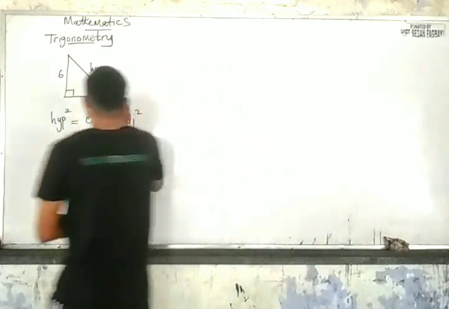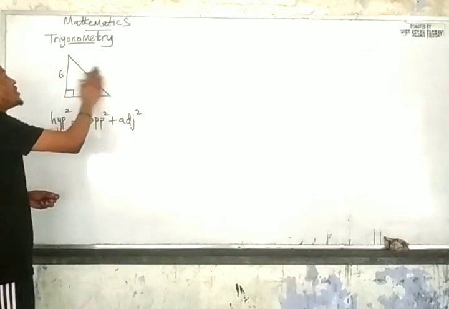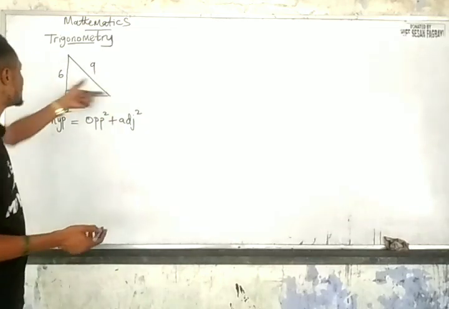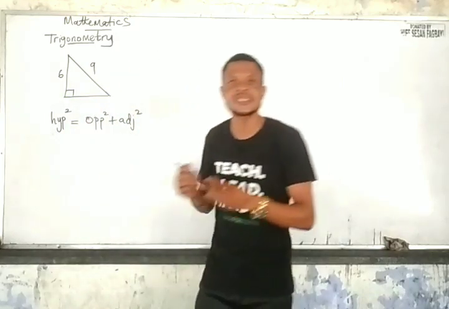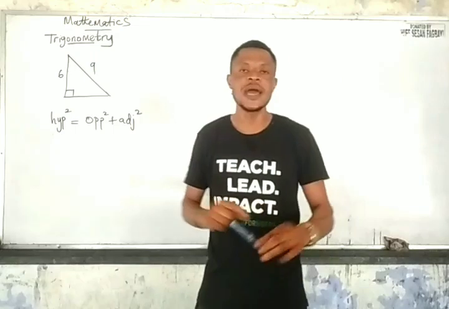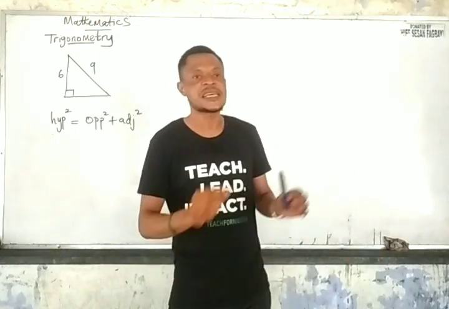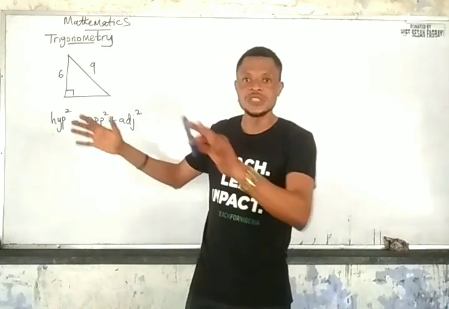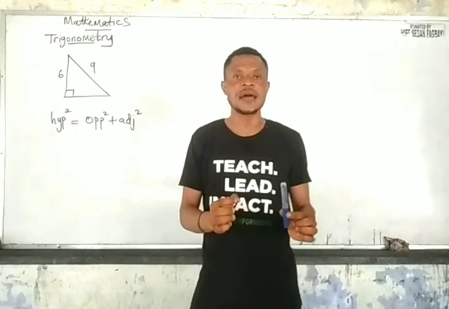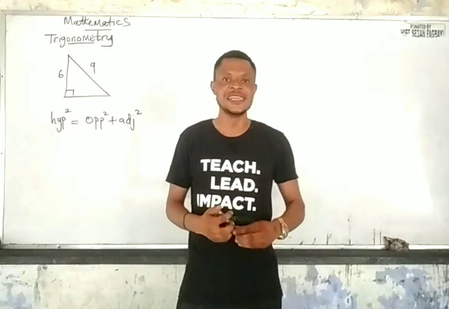And it's very possible too, in an assumption, that this is the side we are looking for, and they've given us the hypotenuse to be something like 9. To solve this, we still use the Pythagoras theorem, which states hypotenuse square equals opposite square plus adjacent square. So in a nutshell, Pythagoras theorem states that hypotenuse square is equal to the sum of the squares of the two sides. Let's see how it works from a given example in the next content.